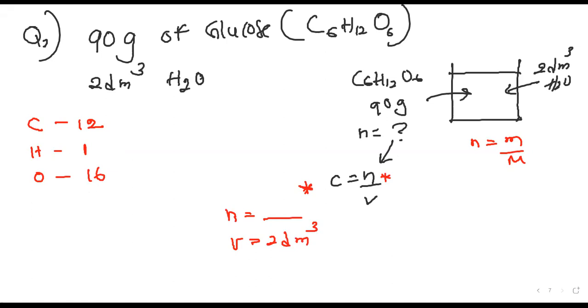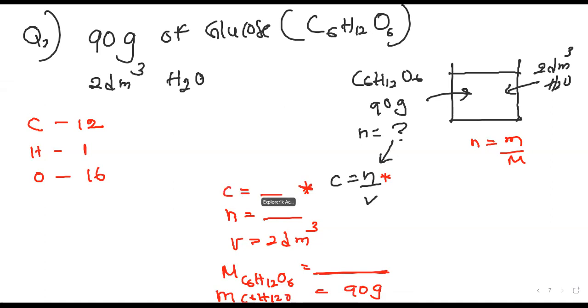You have to know the molar mass. Molar mass of what? Glucose. Molar mass of C6H12O6. Molar mass of glucose, you have to know it. You can calculate it. And I have given the mass of glucose. Mass of C6H12O6 I have given you. That is what? 90 grams. So what I'm asking from you is the concentration. Concentration, I don't know. That's what I'm asking from you. You need to calculate the number of moles. That you can do, of course, right?